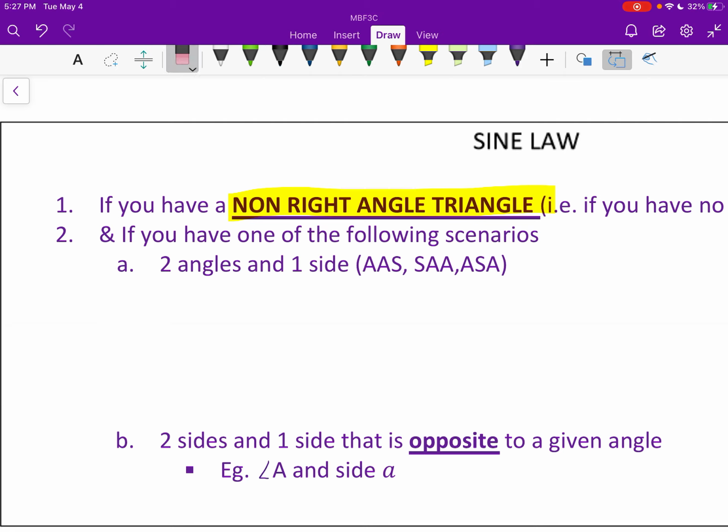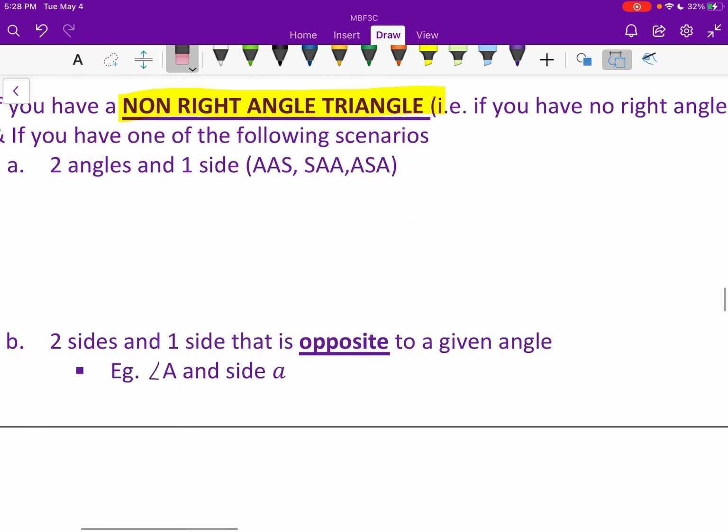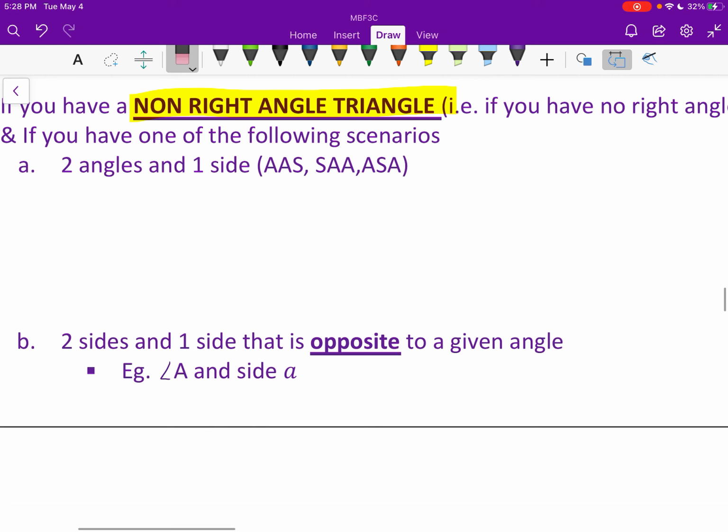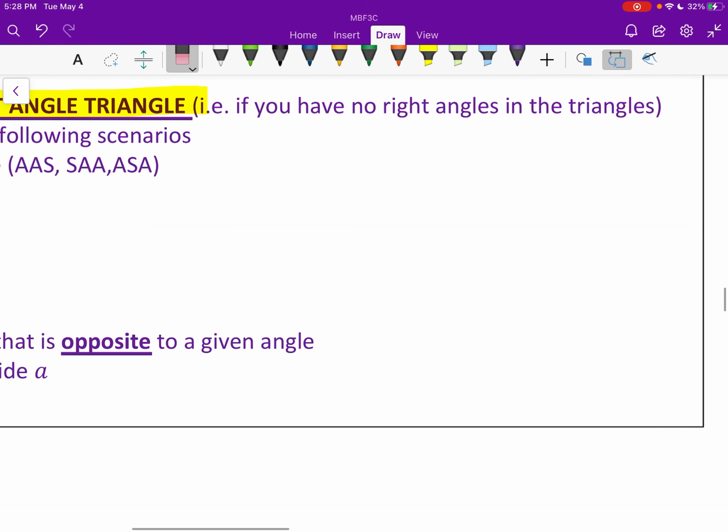If you're given two angles and any side, you can use that. If you're given side, angle, angle, so two angles and a side, you can use that. Or if you're given angle, and then the side, and then another angle, because you can always just find that third angle. Cool? Or if you're given two sides and one angle that is opposite to one of the sides.